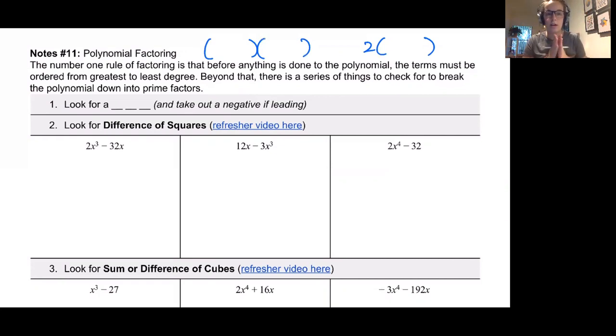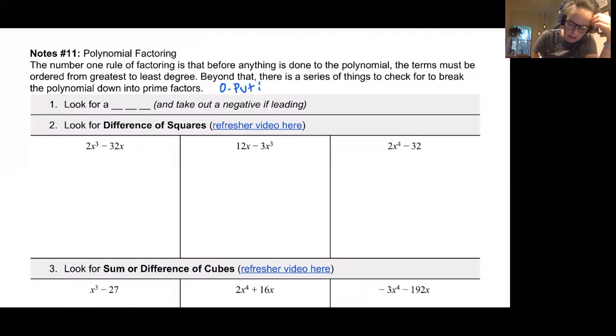And what we are going to make sure that we do is focus on this first thing. The number one rule of factoring is that before anything is done to the polynomial, the terms must be ordered from greatest to least degree. So what I mean by that is if you have x squared and x to the third and x to the fifth, you want to put the x to the fifth in the front, then the x to the third, then the x squared, and then x or a number if you have it. Beyond that, there is a series of things to check for to break the polynomials down into prime factors. So the first thing that we're going to do is put them in order. I'm going to call that step 0. So step 0, put it in order.